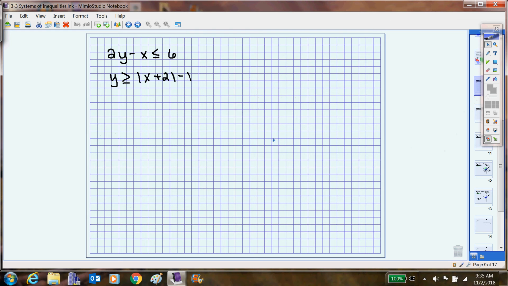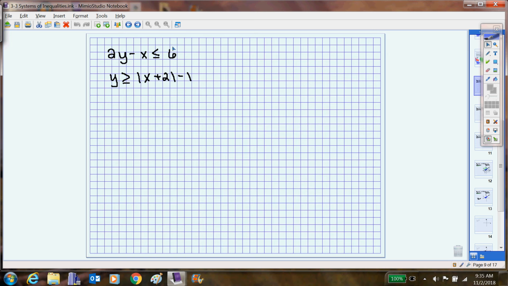So this one has a couple of different things going on in it. What can you tell me about this first one? What's the general shape of this one going to be? It's going to make a what? A line. Good. It's going to make a line. What's the general shape of this one going to be? A V. It's going to be that absolute value V. So we've got two things happening here. And then we also have the added challenge that we have to make this into something that's easier to graph.